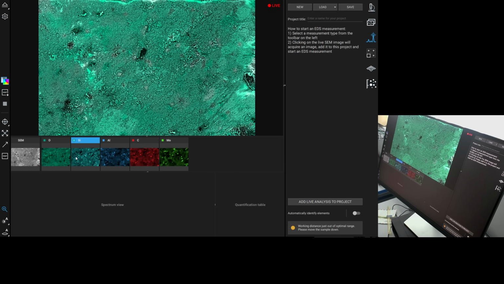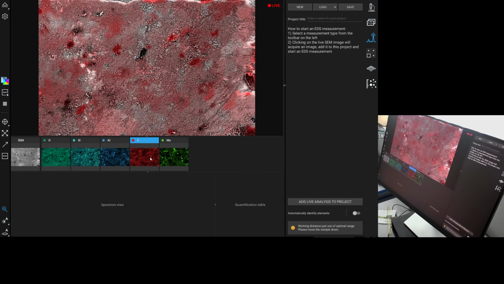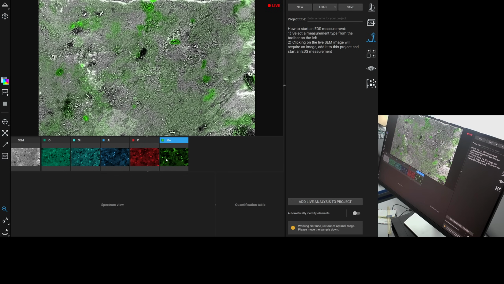So oxygen's everywhere. Silicon is in spots, as is the aluminium. Carbon is in these chunky areas. Molybdenum? Really? Don't know if that's really molybdenum. Don't think it is.